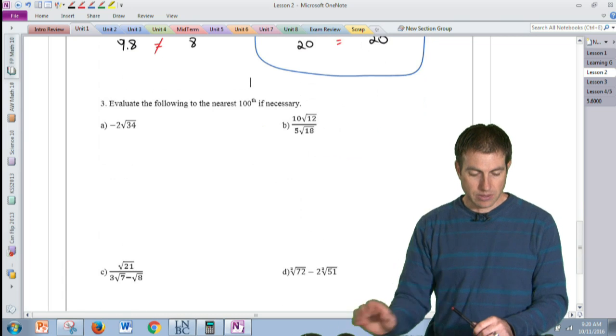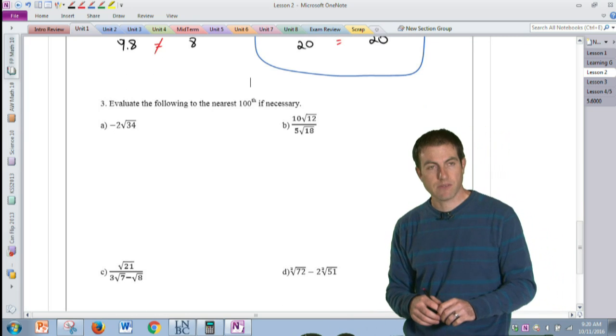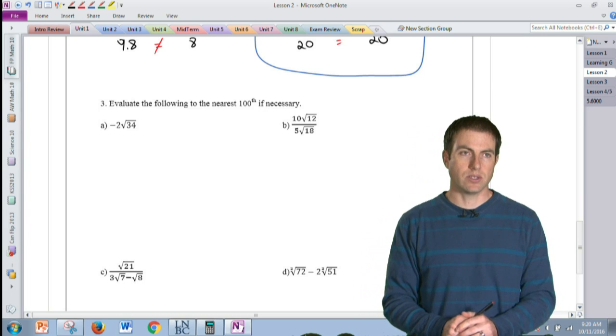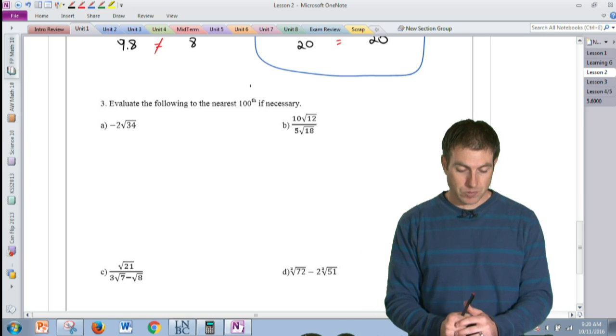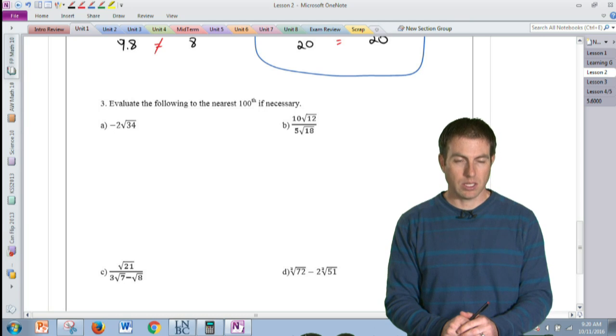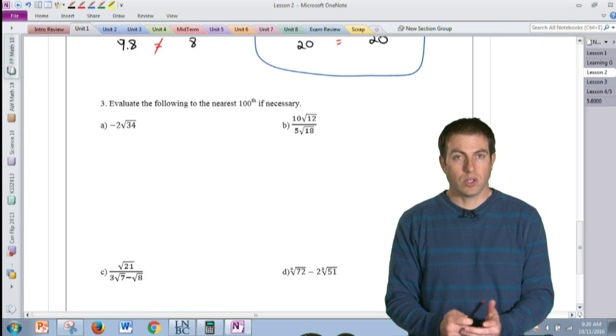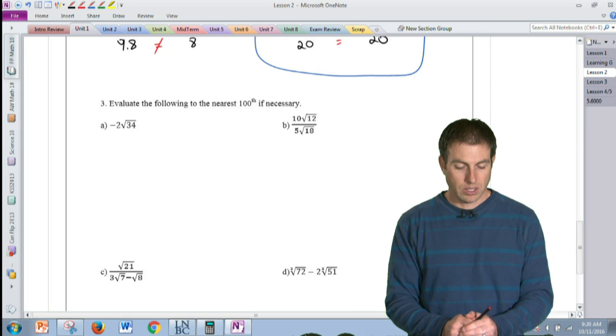All right. Evaluate the following to the nearest hundredth if necessary. All we need to do here is just test your calculator skills. There's nothing here that is meant to be really difficult. You'll find questions like these on tests. They just want to know if you can estimate what these equal, or evaluate, I should say. So it's just a matter of using your calculator.